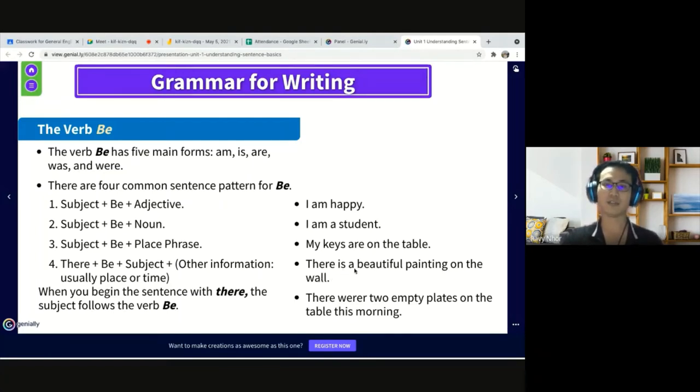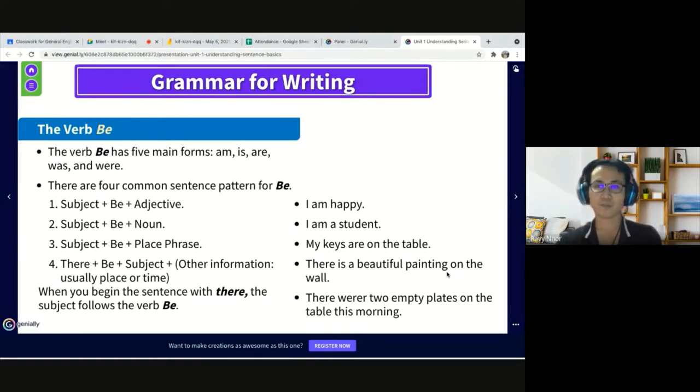There is, there are. There were two empty plates on the table this morning. So here we can see we have other information, usually place or time. We focus on place phrase or time words or phrase.